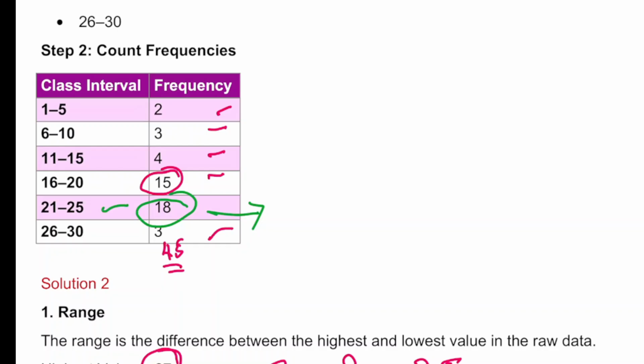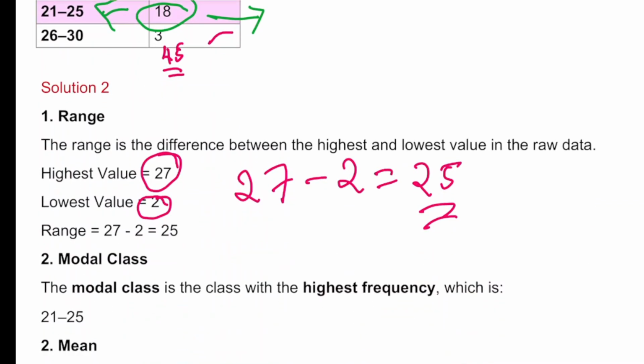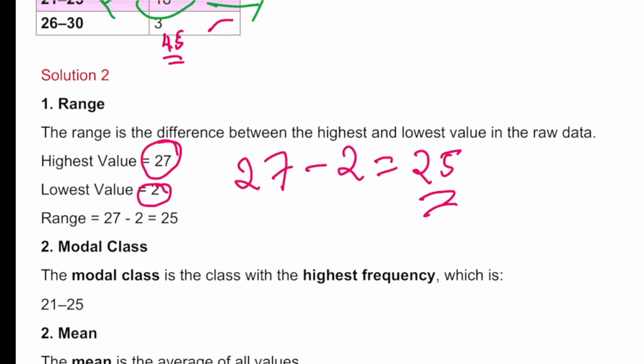But what is the class? The class is 21 to 25. So our model class is 21 to 25. This was also a simple calculation. It didn't require overthinking. Very simple.